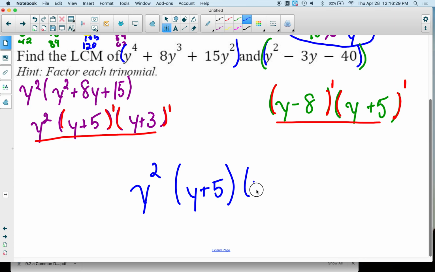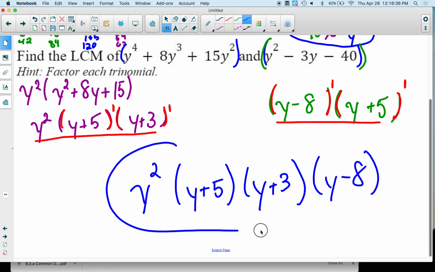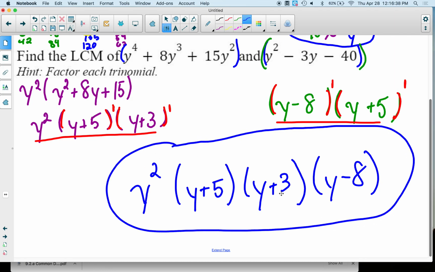We don't see it on the other side, so y plus 3, and then here we see y minus 8. We don't see it on this side, so we just write it once. And this is our least common multiple of those two expressions. Okay, so you may have to factor first and then go from there.